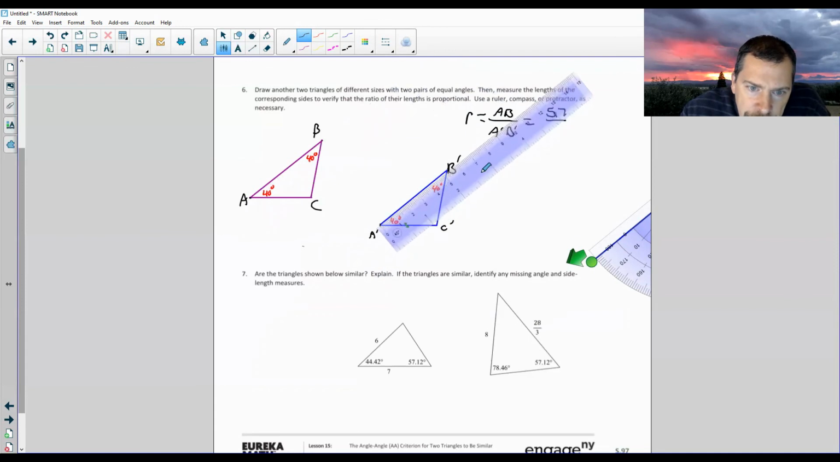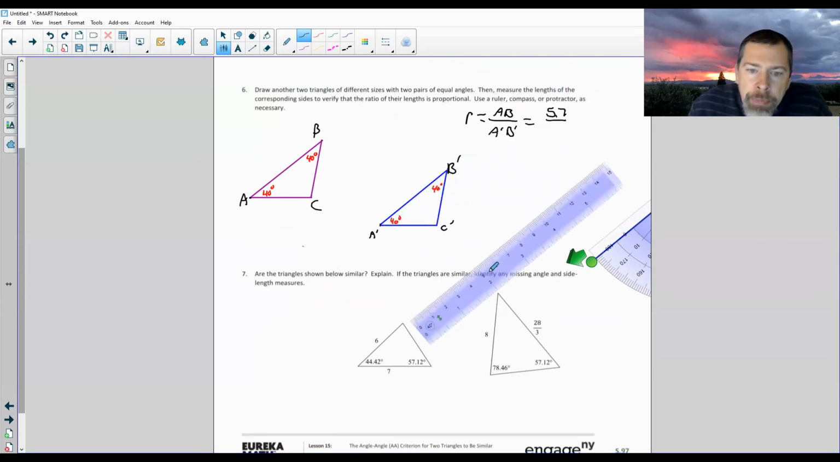Do the same for A prime B prime. Remember, I did not measure these to make it like I did on the last page. And this is 51 to almost 53 millimeters. They're very close to being equal, by the way. I should have made one a lot bigger or smaller, but they are not equal.